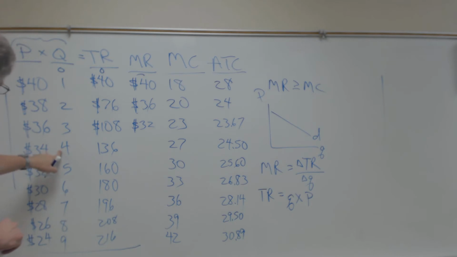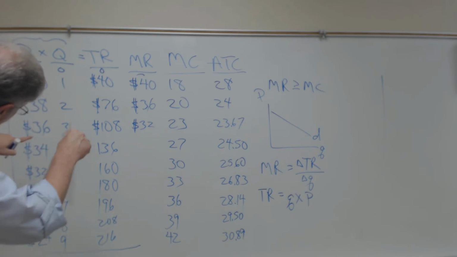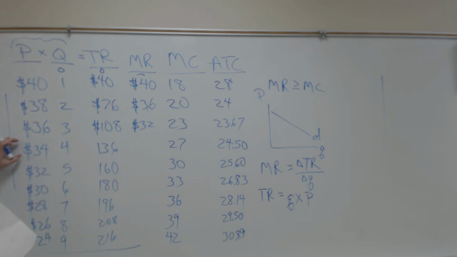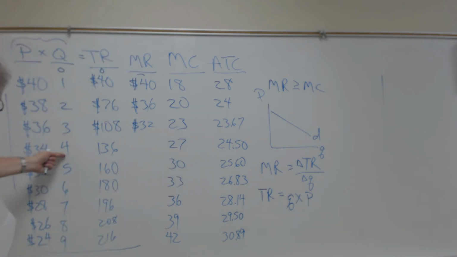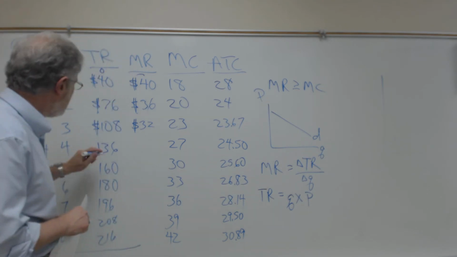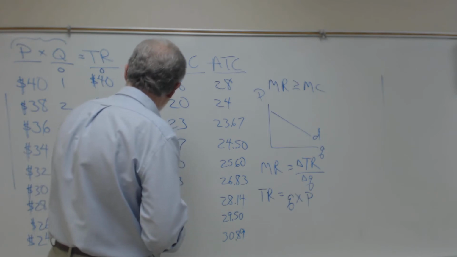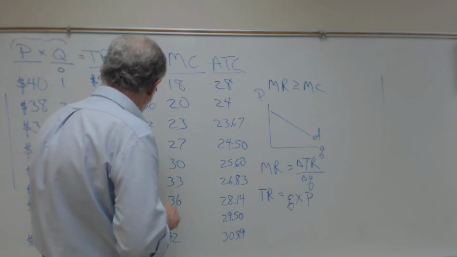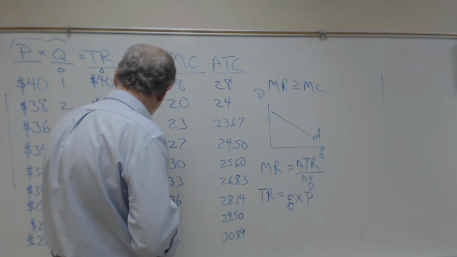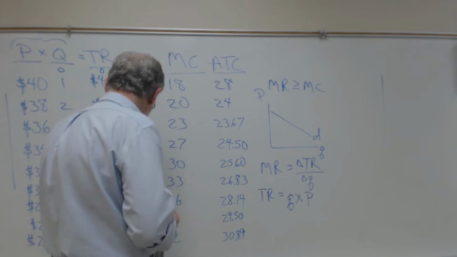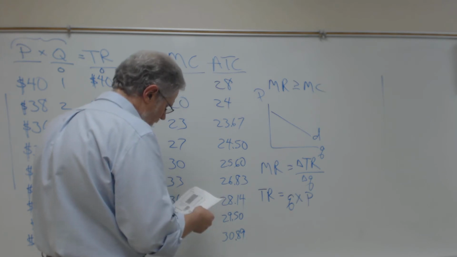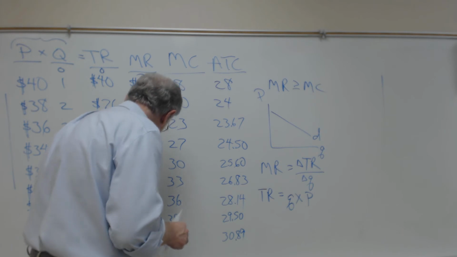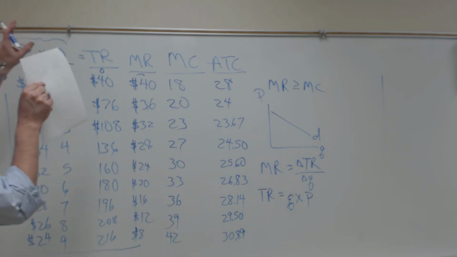Okay? Wants to sell 4, got to cut his price on all of it. We're assuming, again, he's selling to everybody at the same price. So he has to cut his price to 34. He can sell 4. His revenue goes up to 136, and the change there is 28. If we continue on down, this will be 24, 20, 16, 12, and 8, if I did that right. Okay. That's the hard part.